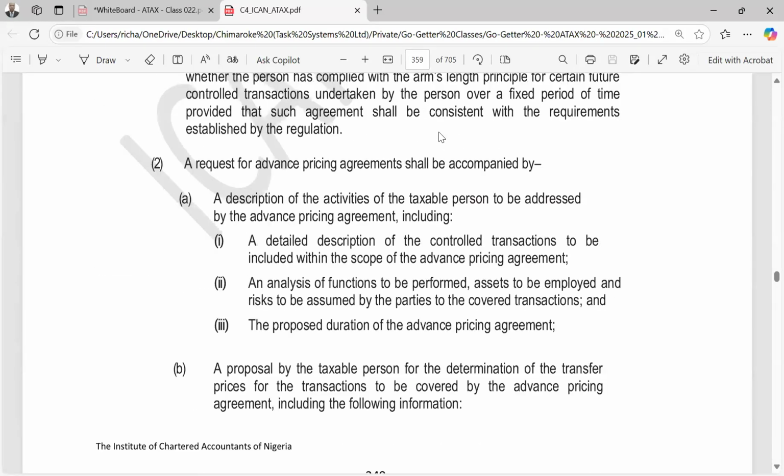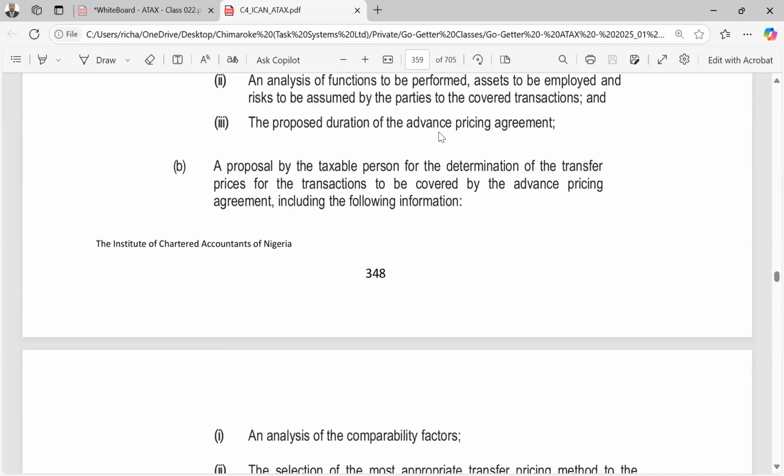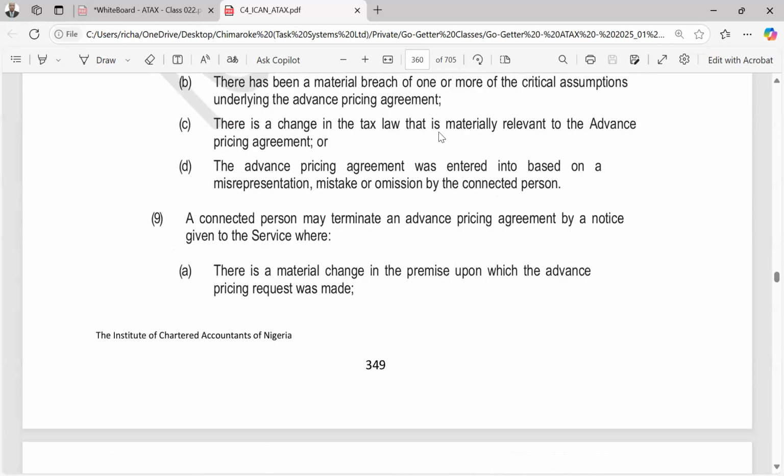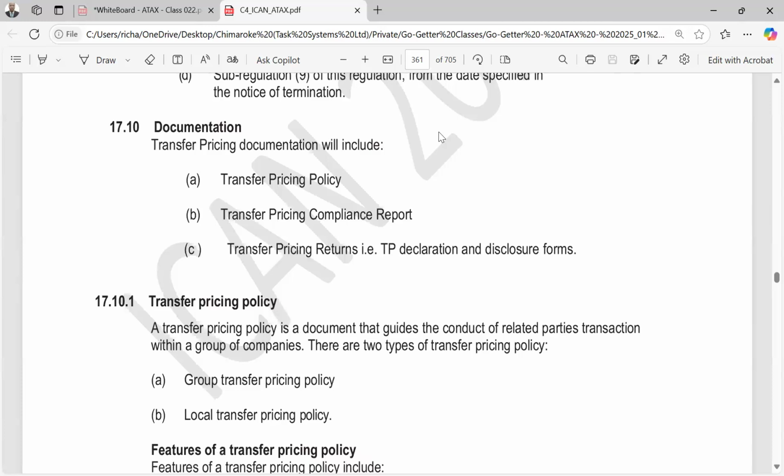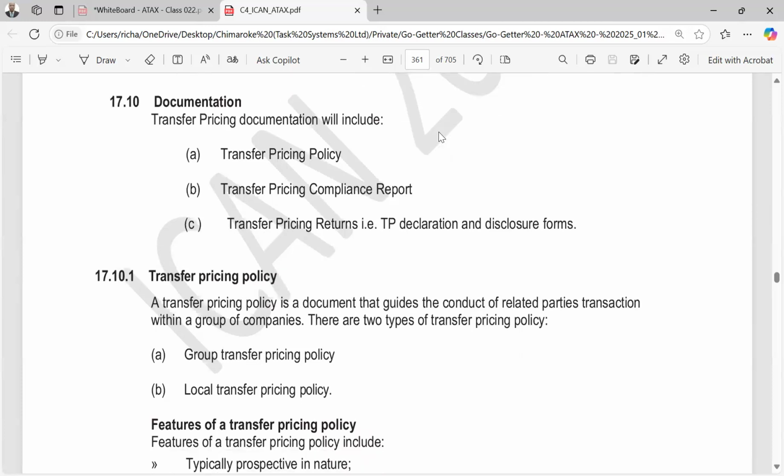So we've really talked about the major thing here that will come out in the exam, if ever this is going to come out in your exam. The transfer pricing methods, which are the cost plus method, the profit split, then the other one here is transactional net margin, resale price, what have you. These are what you should look at in discussing in ICAN.